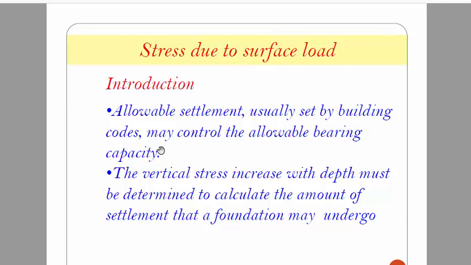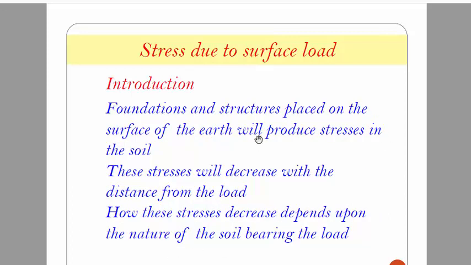A allowable settlement is usually controlled by building codes and by the allowable bearing capacity. There are some limitations on settlement; for example, the settlement of a building should not be greater than 5 mm as per the IS code. The increase of vertical stress with depth must be determined. How to determine it? By calculating the amount of settlement of foundations.